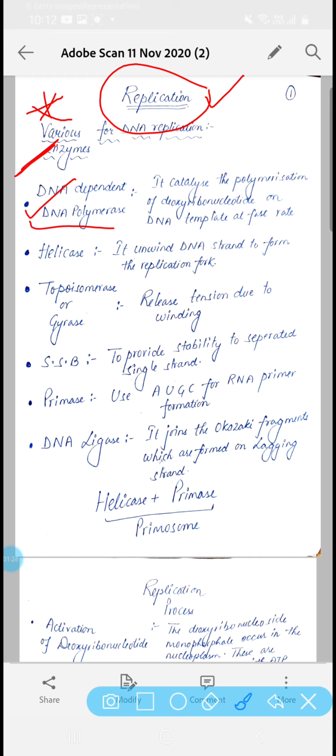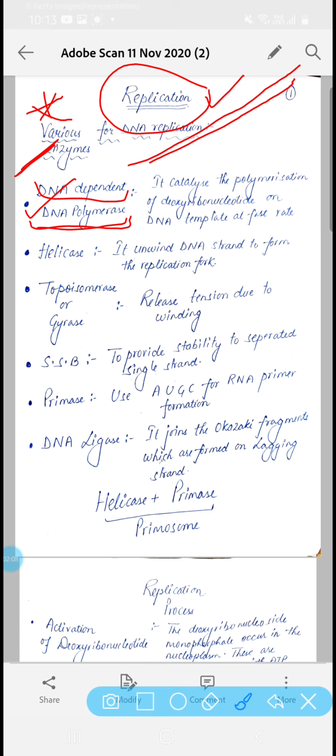Now the word DNA polymerase means it will help in polymerization, it will help in forming the long chain of DNA. And why is it called DNA dependent? Because depending on one strand of DNA, the new strand is formed with the help of this enzyme DNA polymerase. So this DNA polymerase reads the message from one of the DNA strands and then forms the new DNA. That's why it is called DNA dependent DNA polymerase.